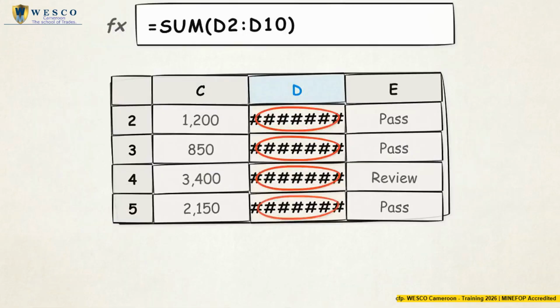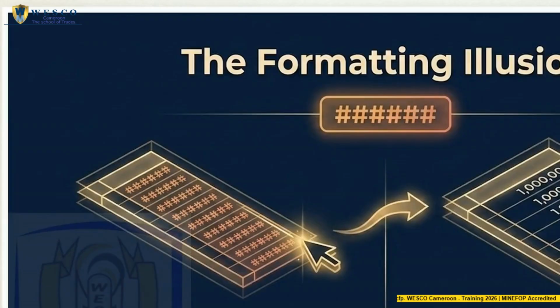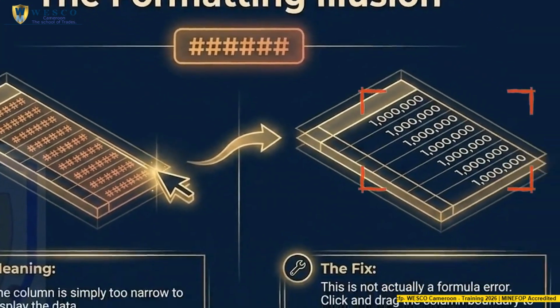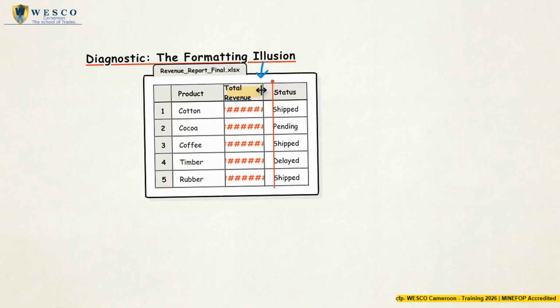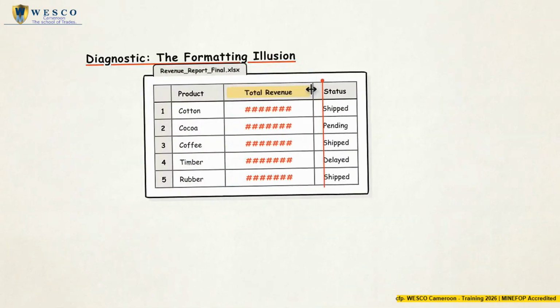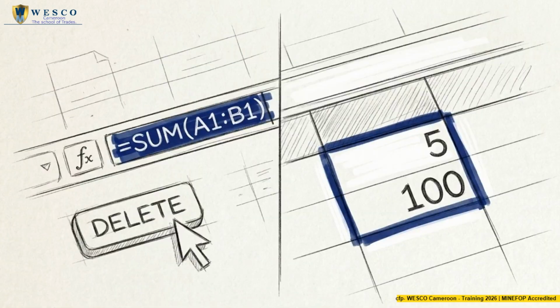When you see a row of hashes, you might think the formula itself has failed. However, this is a display issue, not a mathematical one. This diagram shows the cause. The column is simply too narrow to show the full CFA currency amount. The calculation is correct, but the display space is insufficient. To fix this, click and drag the column boundary to the right. As the column widens, your calculated revenue will appear. Correctly identifying a presentation issue saves you from deleting a perfectly functional formula.